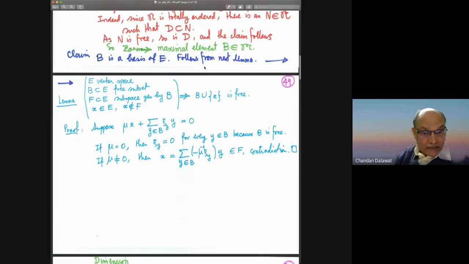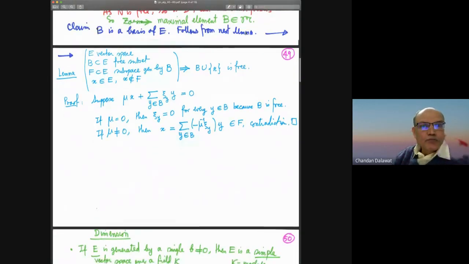So let's prove this lemma now. We have to prove that this set is free. So suppose there is some linear relation between the elements of this set. What will it look like? It looks like mu x plus the summation over all y in B of psi_y times y is equal to 0. These coefficients mu and psi_y are elements of your field which are not given a name. They are scalars.